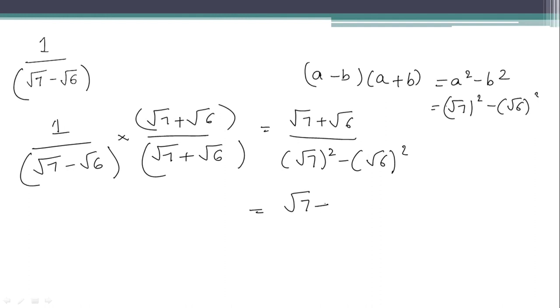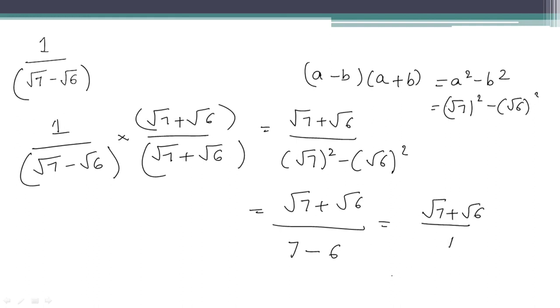So the numerator is root 7 plus root 6, and in the denominator, root 7 square. When you take the square of the square root, we get that number only. Then we have the minus sign here. Then the square of root 6 is 6 only. So when you simplify this, we get the answer root 7 plus root 6 divided by 7 minus 6, that is 1. When we have 1 in the denominator, there is no need to write it. We can write this as root 7 plus root 6. Now let's see the next question.